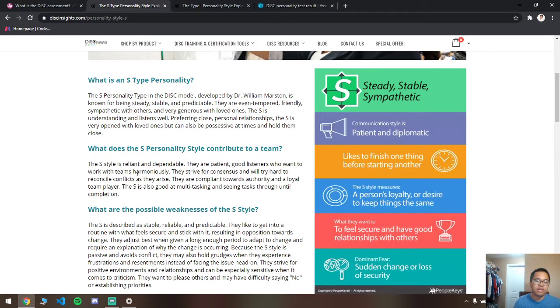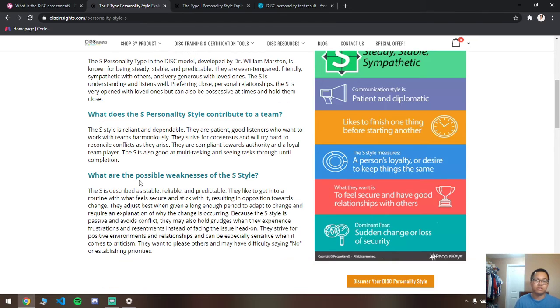What does the S personality style contribute to a team? The S style is reliant and dependable. They are patient and good listeners who want to work with teams harmoniously. They strive for consensus and will try hard to reconcile conflicts as they arise. They are compliant towards authority and a loyal team player. The S is also good at multitasking, seeing tasks through until completion.